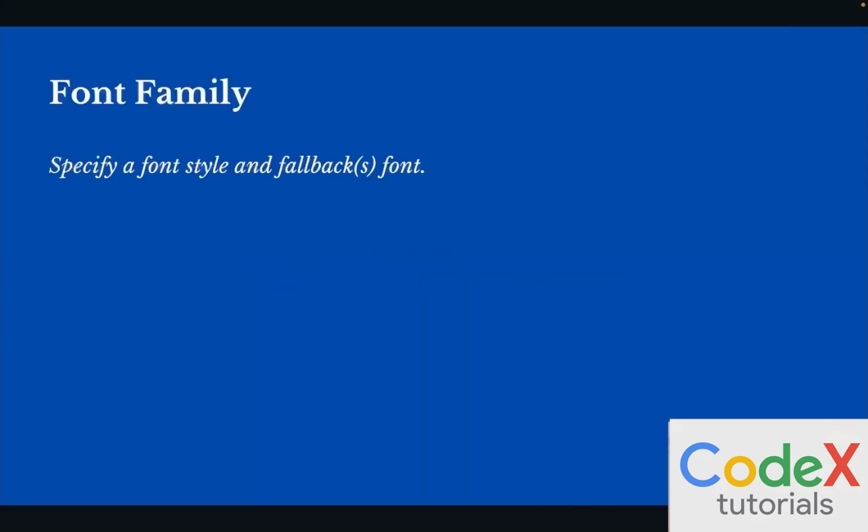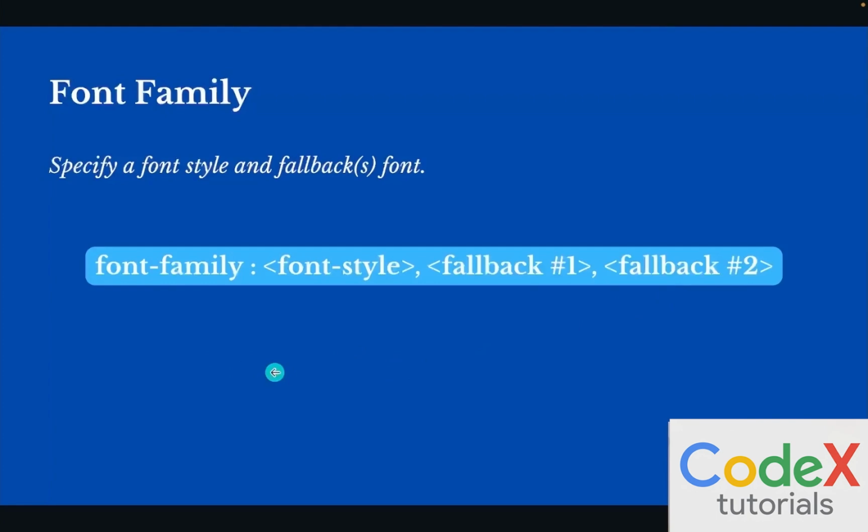Now, the first property that we're going to discuss is called font-family, and it is used to specify the font style and fallback fonts of the text across your web page. And this is the syntax that we follow. We use font-family and then we specify which particular font we want to use, separated by a comma, and then we can specify all of the other fallback options.